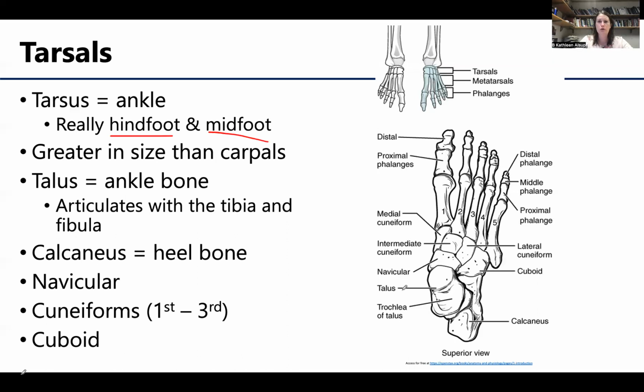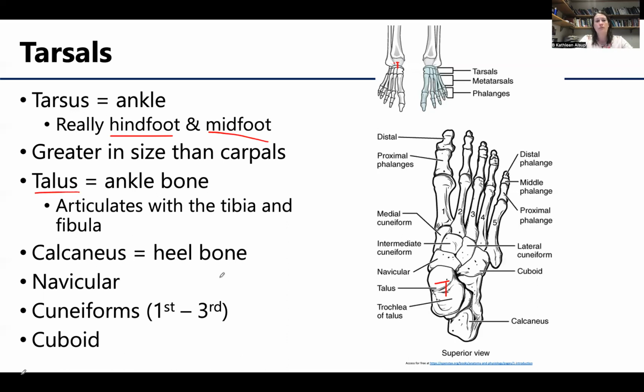The first is the most superior one, and this is the talus. So you can see that one here in this image. This is sometimes colloquially referred to as the ankle bone. This is the tarsal bone that's articulating with the tibia and the fibula and helping to form that talocrural joint.